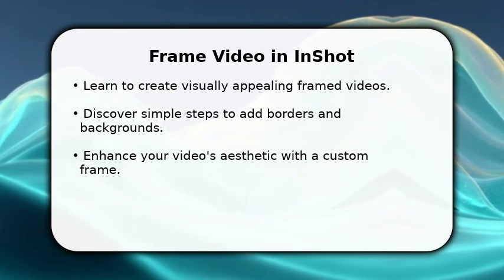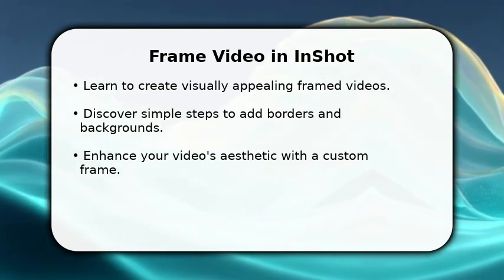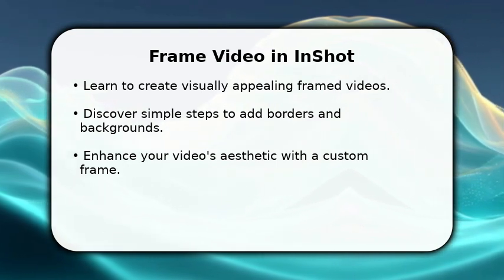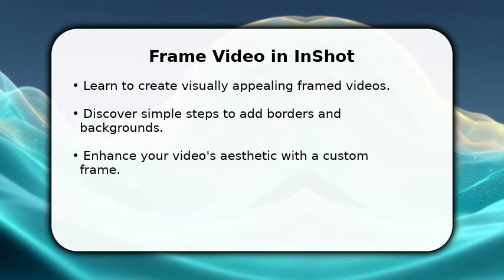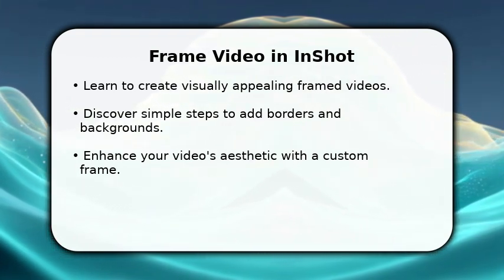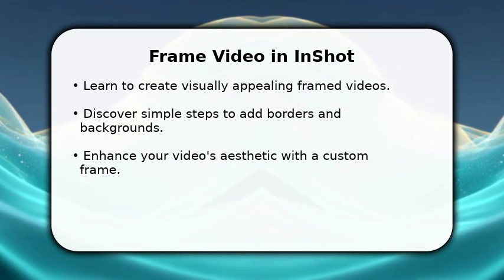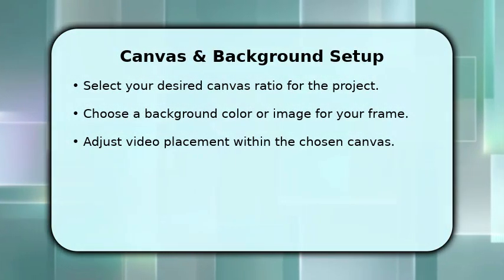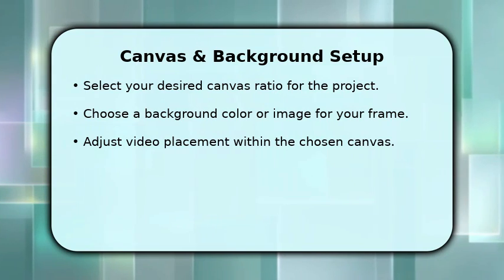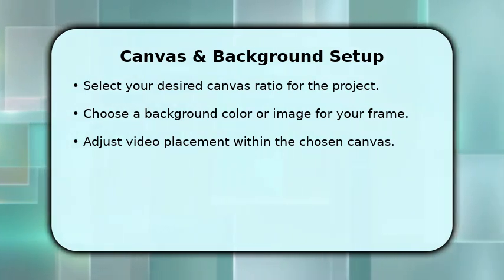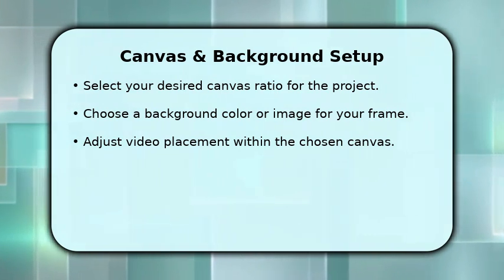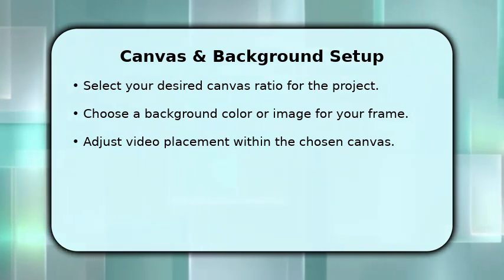Choose a suitable aspect ratio, like 16:9 or 9:16, to begin shaping your video's presentation. This initial step is crucial for setting up the overall look and feel of your framed content. Once in the Canvas section, you'll see options to select various aspect ratios. Pick one that best suits your platform, such as 1:1 for Instagram or 9:16 for TikTok.